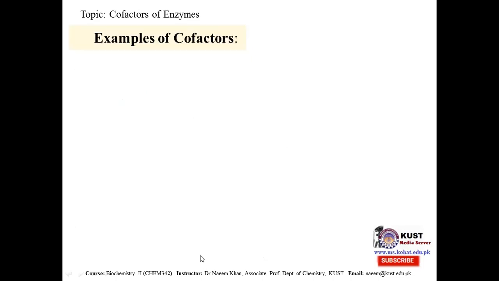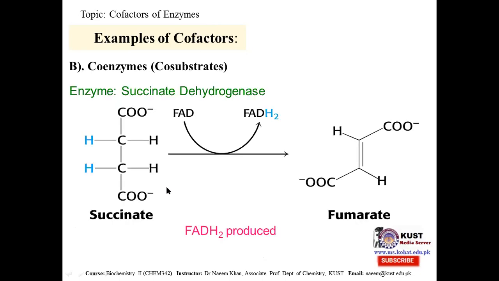The next type of cofactor is the coenzyme. They are organic molecules which are termed co-substrates because they are transiently associated. The enzyme we have is succinate dehydrogenase. This enzyme is catalyzing a very important reaction of the Krebs cycle, when succinate is converted to fumarate, and the coenzyme required for this enzyme is flavin adenine dinucleotide.